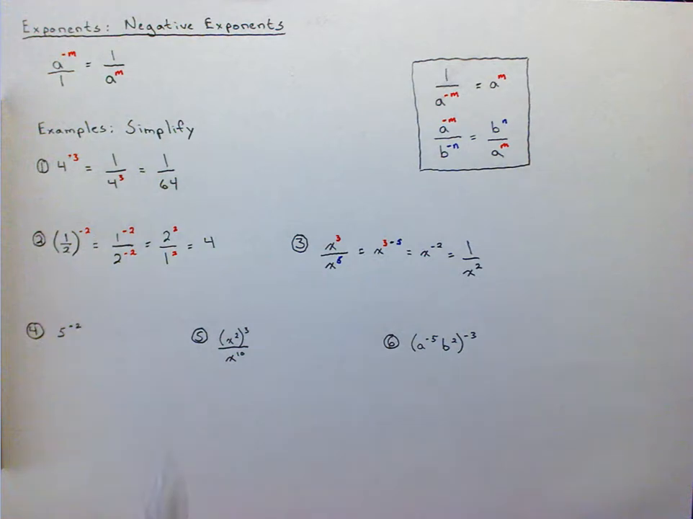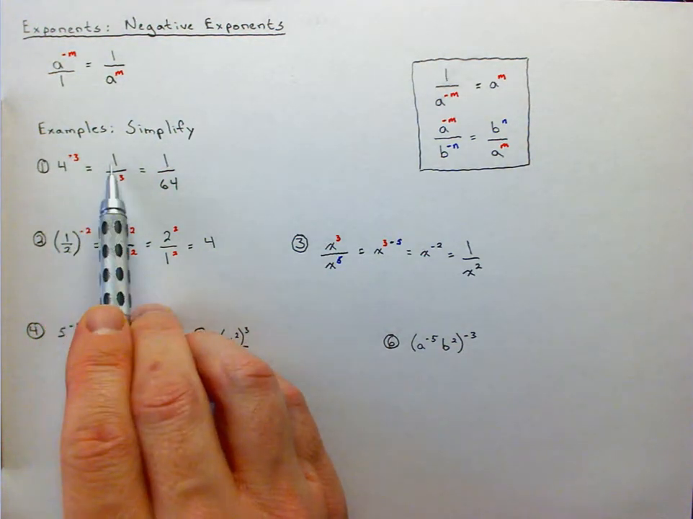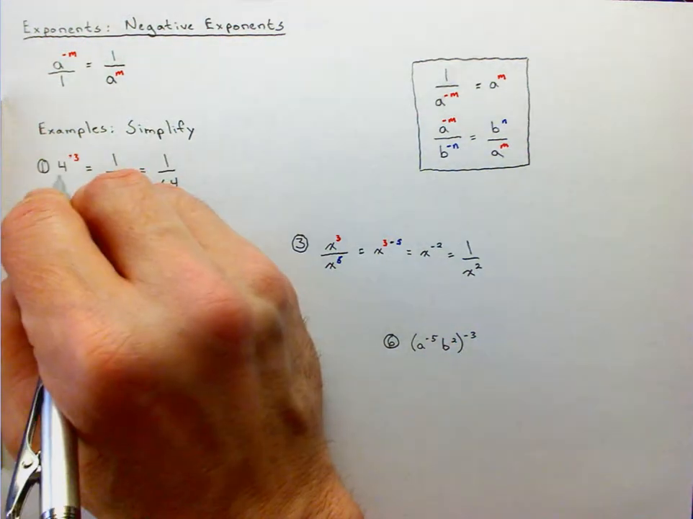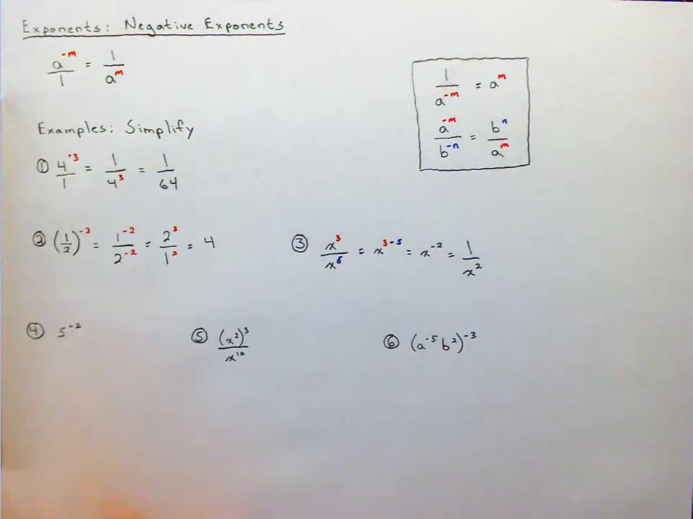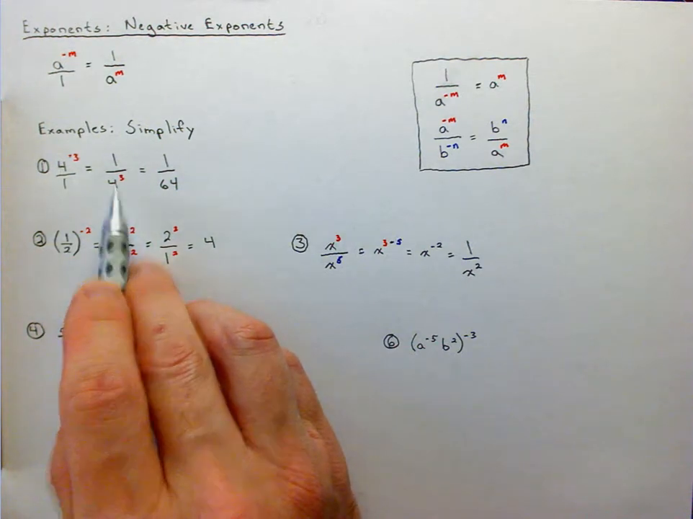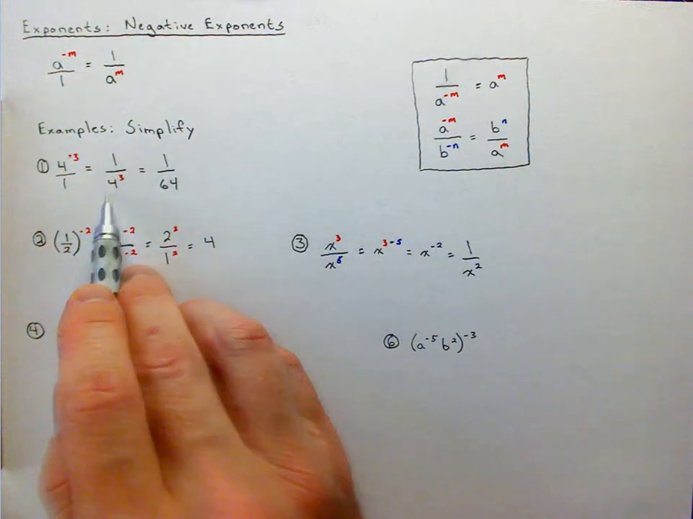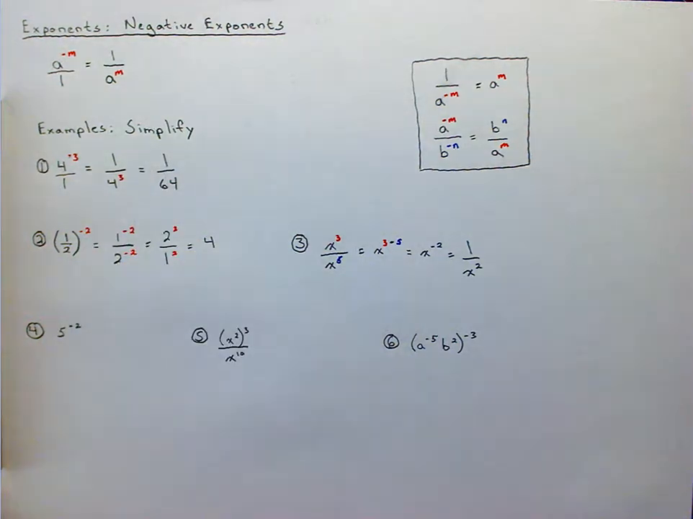So an example, I have 4 to the negative third. Well, I rewrite that as a fraction. So initially it could be viewed as a fraction. I could write it over 1. I place this in the denominator, causing the exponent to be positive. 1 divided by 4 to the third, which is the same as 1/64.